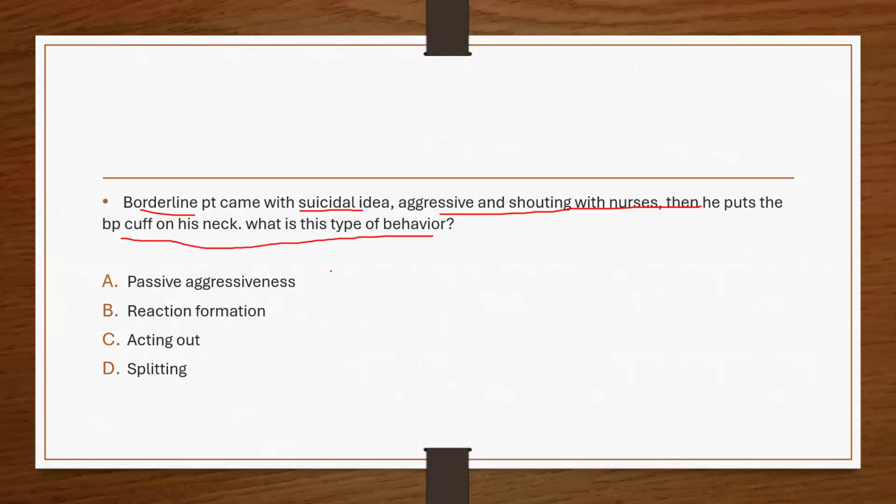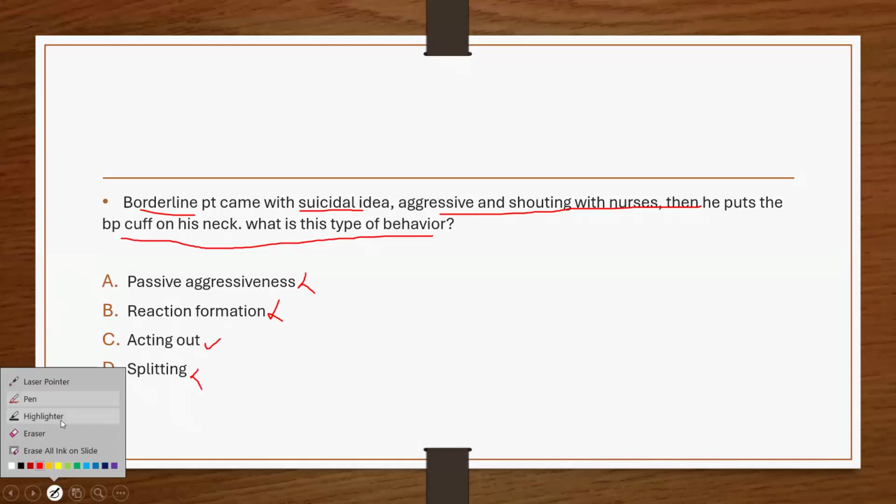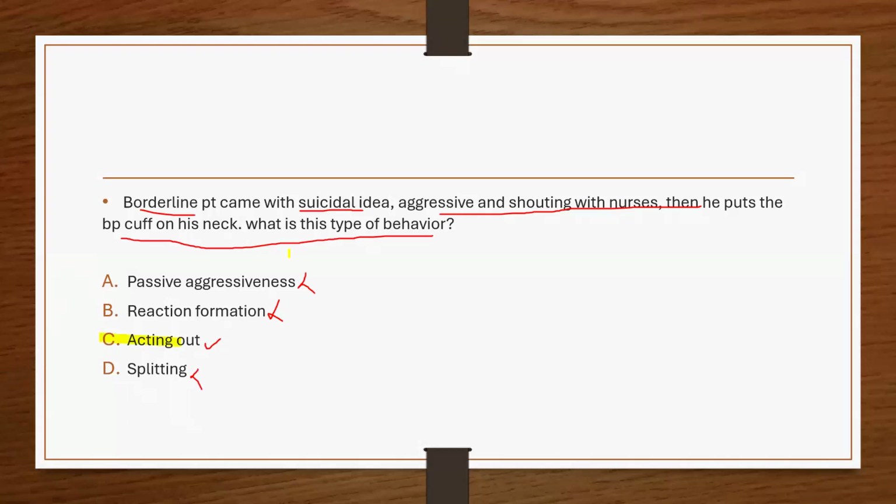Okay, now what do you think here? This borderline patient came with suicidal idea, aggressive, shouting with nurses, then puts the BP cuff on his neck. So it's like he's showing off, right? He's acting out and he's putting everything out without any defense or inhibition. So this is a case of acting out. It's not passive aggressiveness, it's not reaction formation, and it's not splitting. So this is a clear-cut case of acting out, which is answer C. Okay. All right. Very good. So I hope it's clear to all of you.